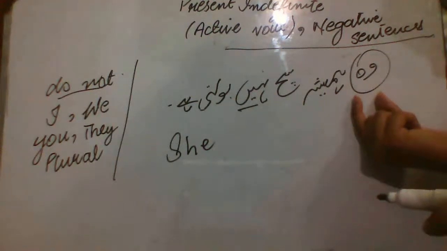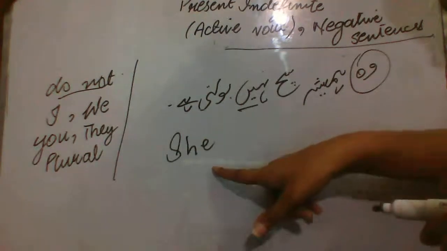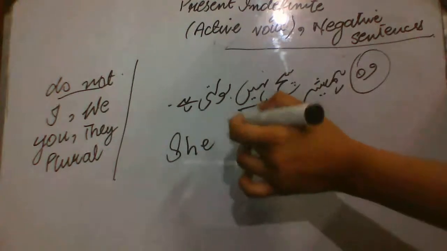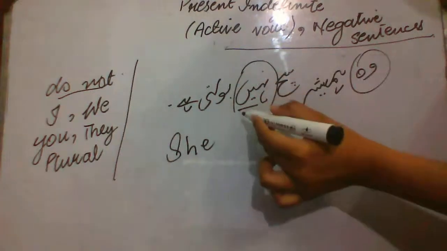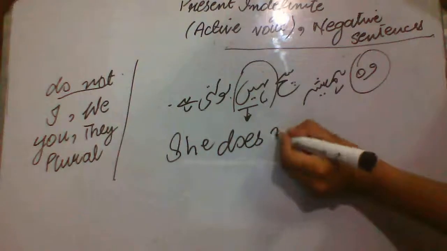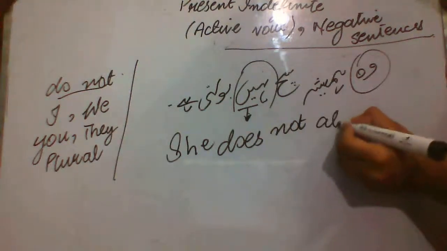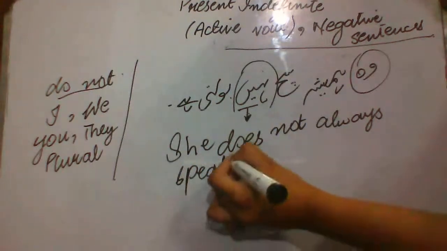The subject depends upon this. वो हमेशा सच नहीं बोलती. Bolti is showing that the subject is female, so I write she over here. Okay, she नहीं बोलती is now what we're going to convert. नहीं is going to come over here. She does not always. Oh my goodness, always. Oh, wait a sec, I made a mistake.